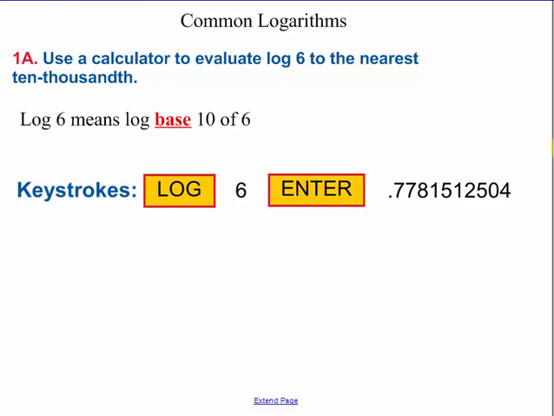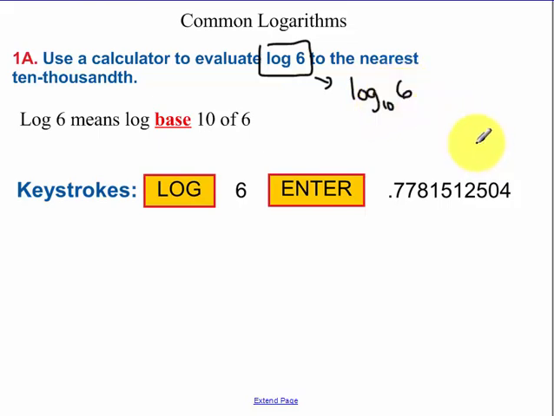Today we're going to be talking about common logarithms, and it's kind of the culmination of everything that we've been studying in this chapter. So first, when you have no base on your logarithm, when there's no number written there, that means that's an implied 10. So log base 10 of 6.